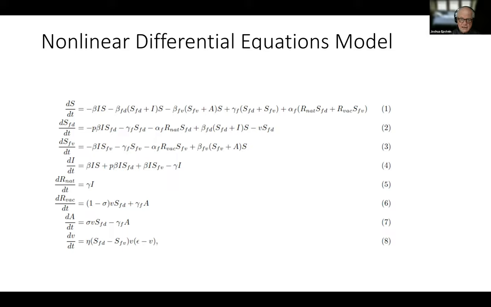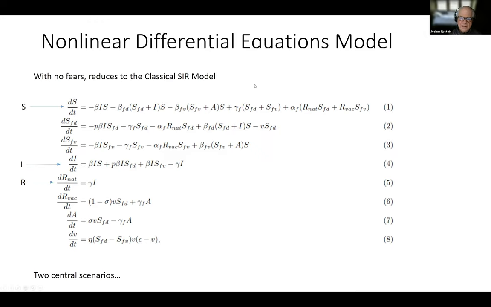It's a set of 8 nonlinear differential equations. Obviously, I can't go into this in a huge amount of detail. We're happy to teach this and talk to you about it and discuss our papers. But the basic idea is that it subsumes the very classical model. In the classical model, susceptibles, infectives, and removeds are the only categories.